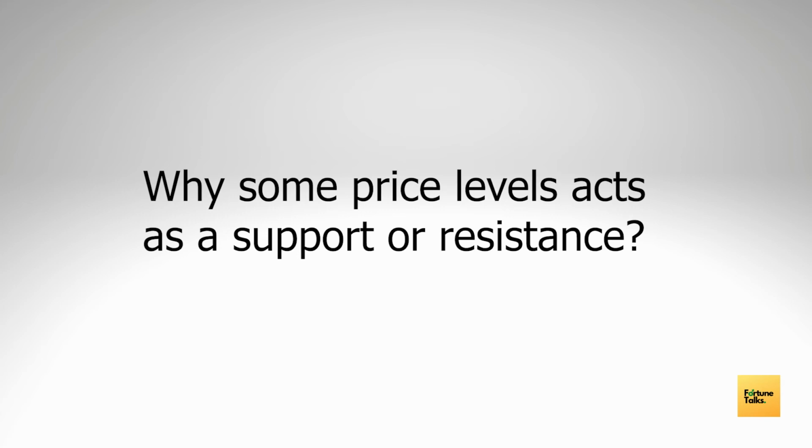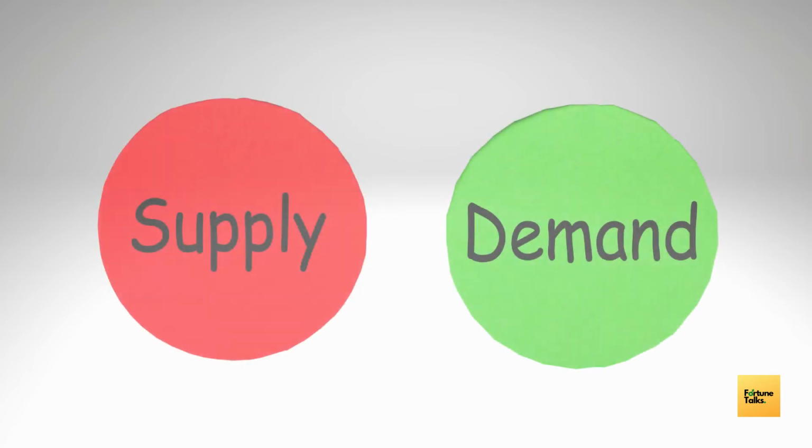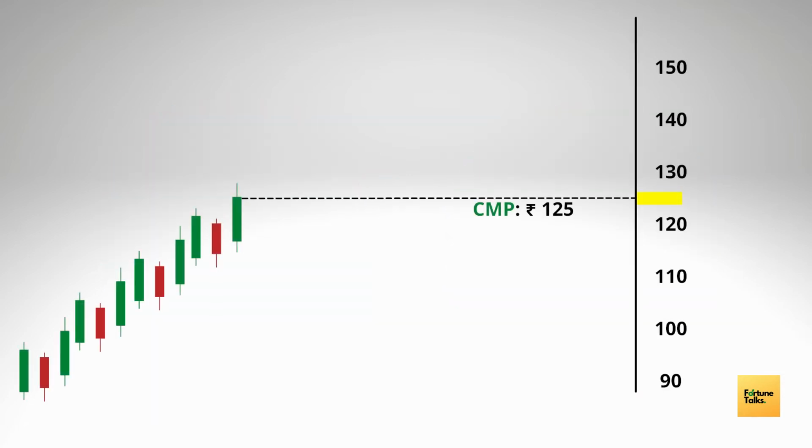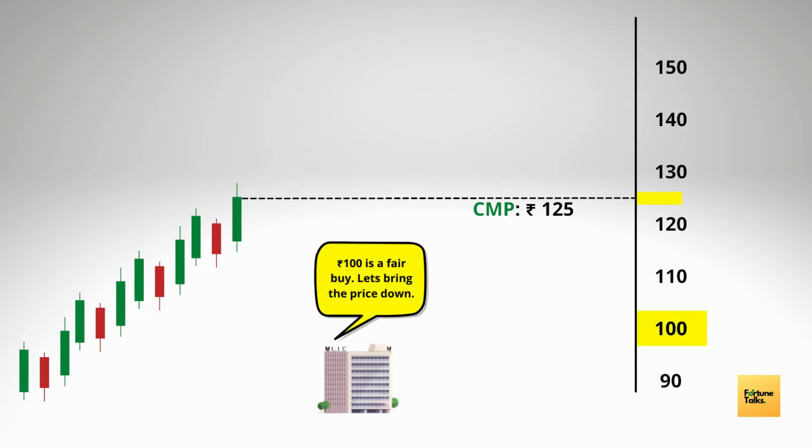Let's dig deeper into this topic. Let us understand why some price points behave in this particular manner. We have talked about the fact that the stock market runs on demand and supply. This very concept is what causes some price levels to behave as a barrier or some as a booster for the prices. Take an example of a stock trading at 125 rupees. Let us say that an institution thinks that the stock will do well in the upcoming quarters, but the fair price is 100 rupees and not 125 rupees.